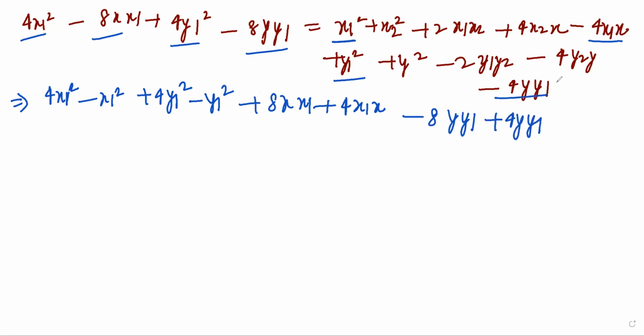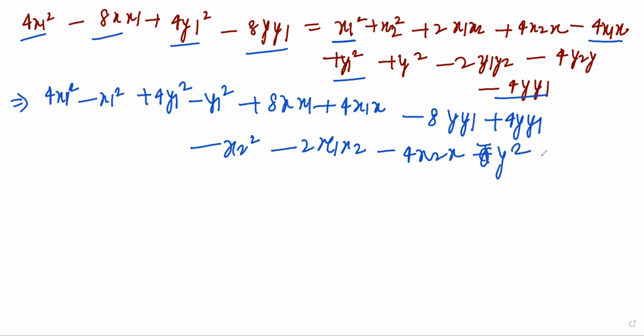This is. Now take other part on the left, so it will be what? It is minus x2 square minus 2x1 x2 minus 4x2x, so it will be minus y square minus 2y1 y2 minus 4y2 y, right?